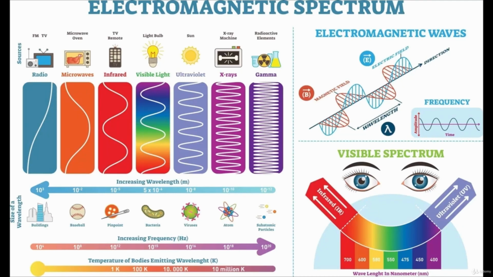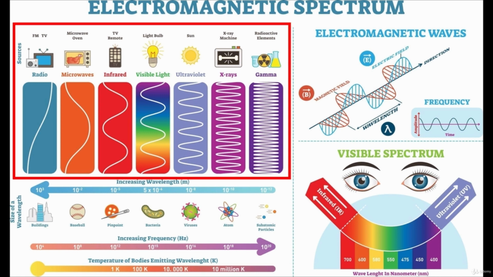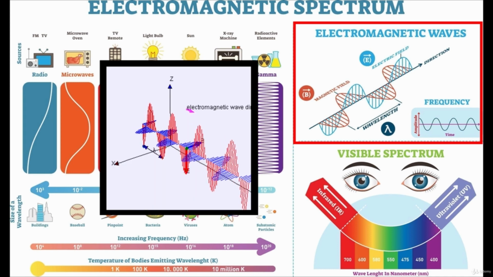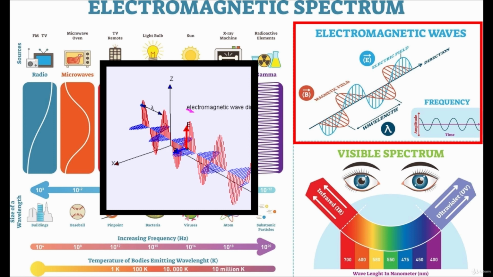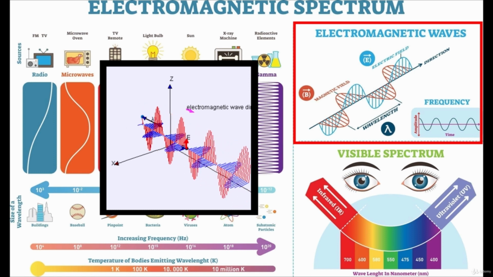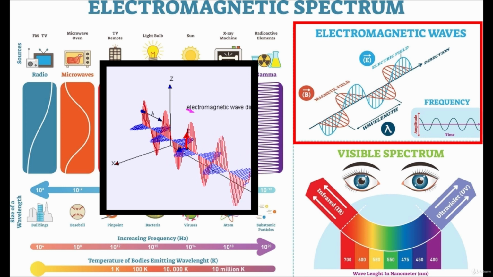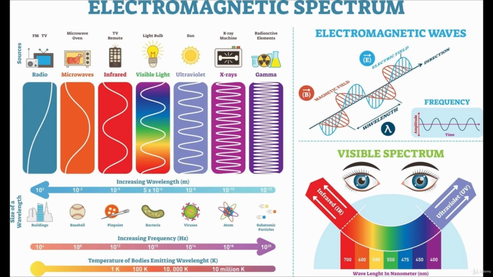What is light? Light is not just the visible light that we can see. Light can be broken up into different types, and we call the whole spectrum the electromagnetic spectrum. If you look at the top right, you can see that light can be created by making an electron oscillate. This creates an oscillating magnetic field and an oscillating electric field. This is what we call an electromagnetic wave, or light.